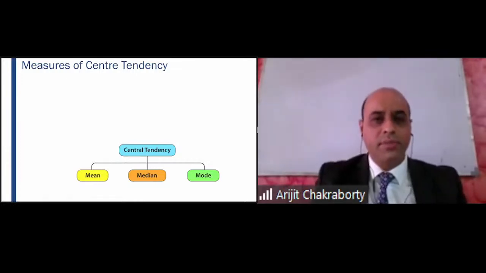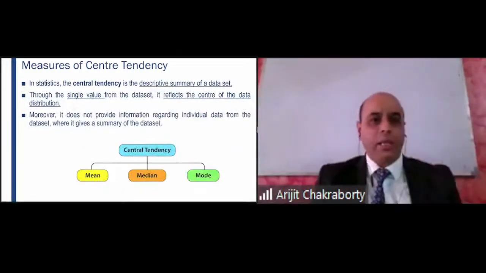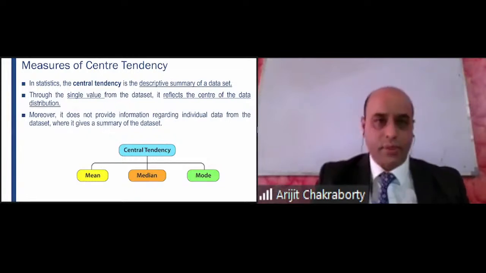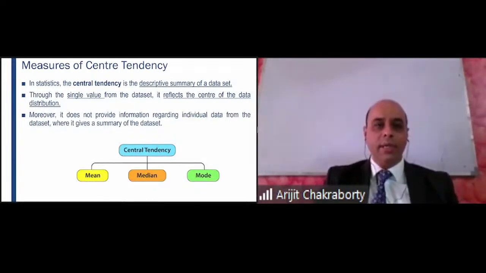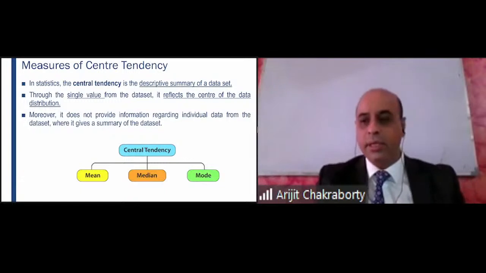To the measures of central tendency. Firstly, central tendency is a descriptive summary of a dataset, and it reflects the center of the data. So we shall be understanding the concept of central tendency.